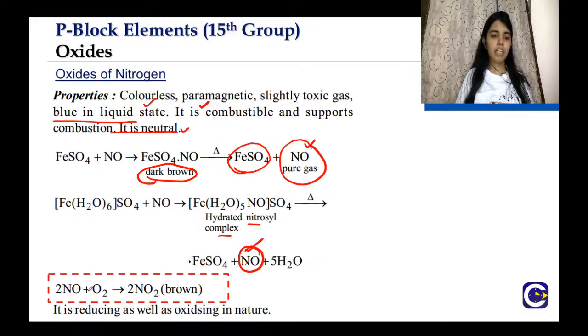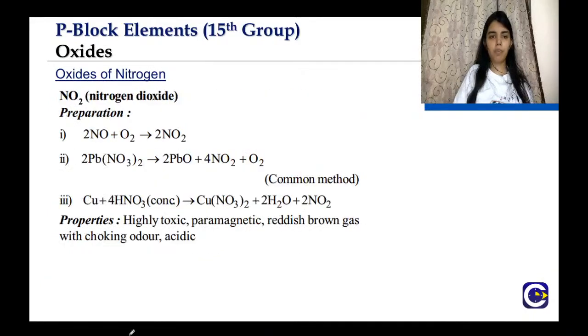If you treat NO with oxygen, it will give you NO2. This is also an important reaction. NO plus O2 will give you NO2, which is brown in color. I have already told you that this is important, that NO2 has a brown color. If you see here, NO can act as a reducing agent and also as an oxidizing agent. This is the special property of NO.